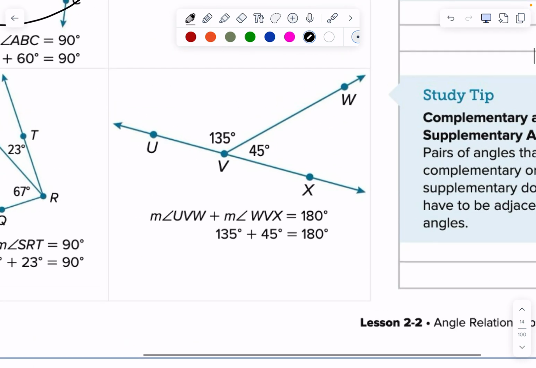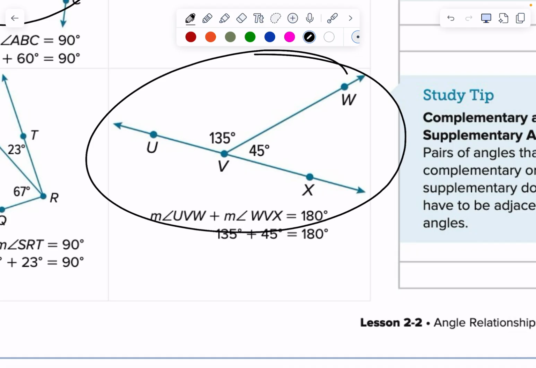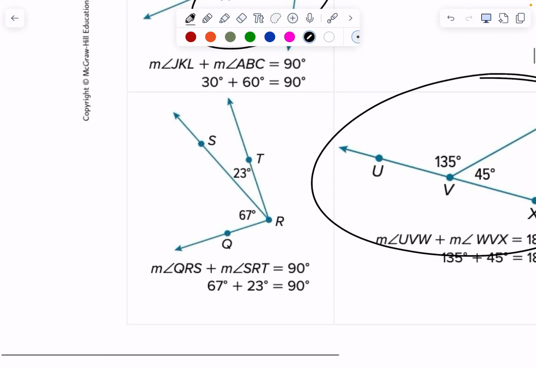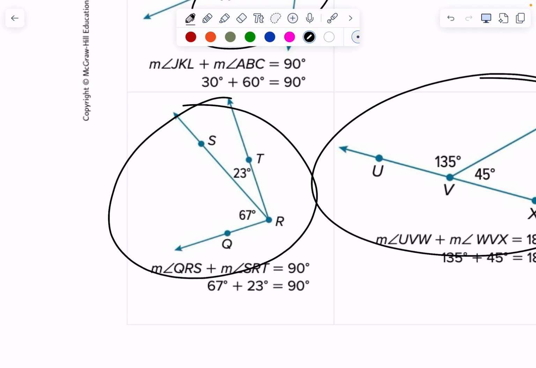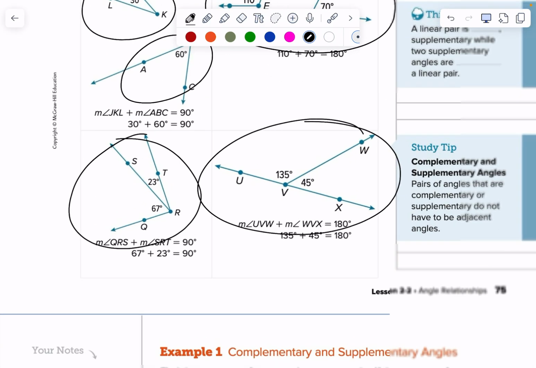What about the ones right below it? Are those supplementary? They add up to be 180? Are they a linear pair? Yes, they are, right? Because they touch each other. They're adjacent, right? Okay? So there is that. This one is complementary and they're touching, right? But they don't have to touch in order to be complementary. They don't have to touch in order to be supplementary. Got it? Okay. All right, here we go.